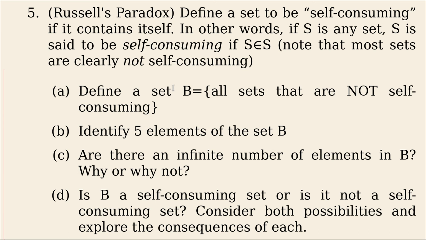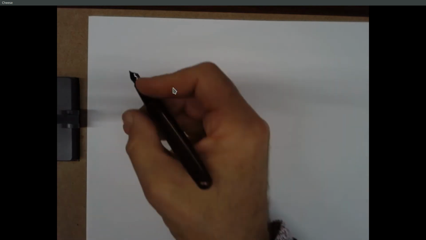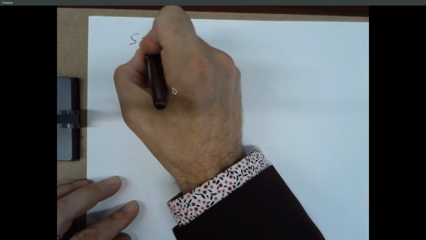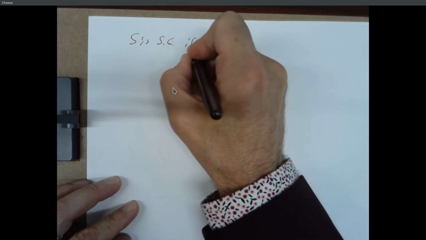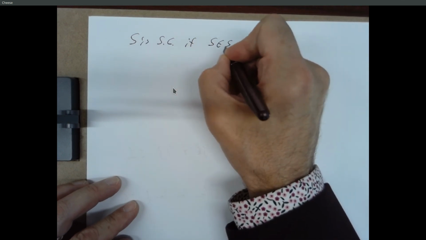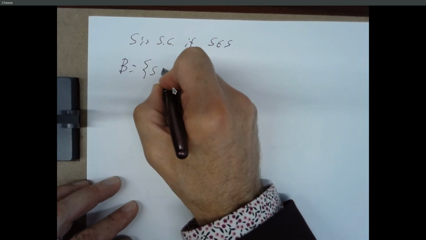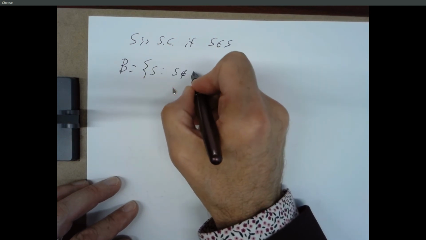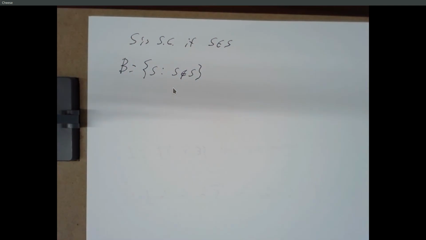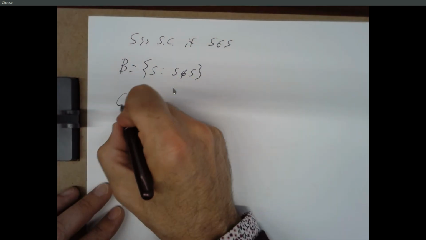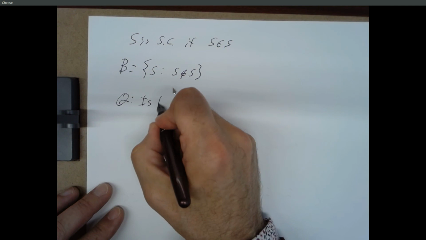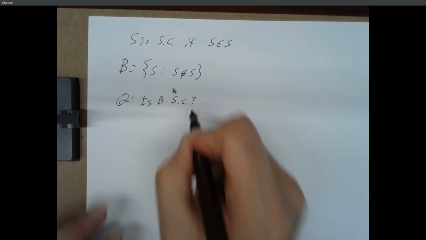Okay, so let's talk about B. So is B self-consuming? We know what the definition is, right? We've got that in our minds. S is self-consuming if S is contained in S. B is the set of all sets that are not contained in themselves, sets that are not self-consuming. Okay, so question, is B self-consuming?